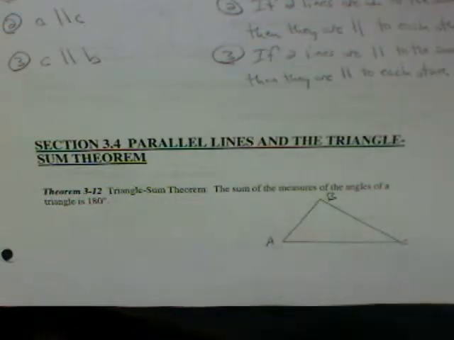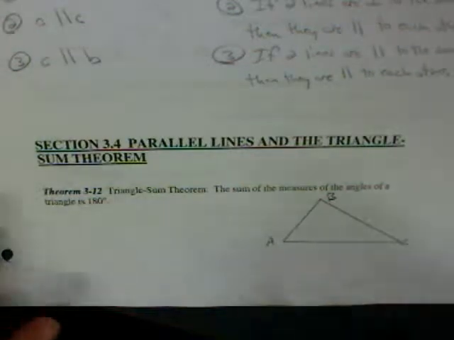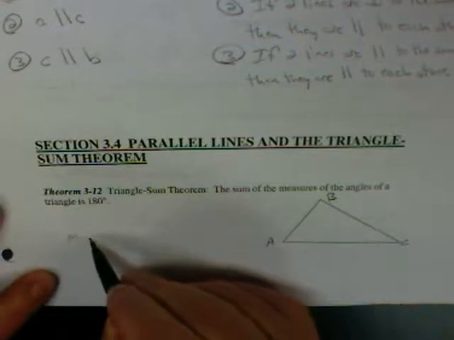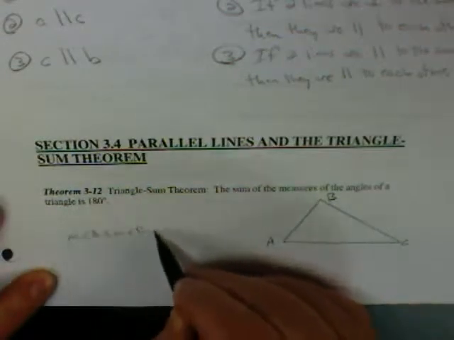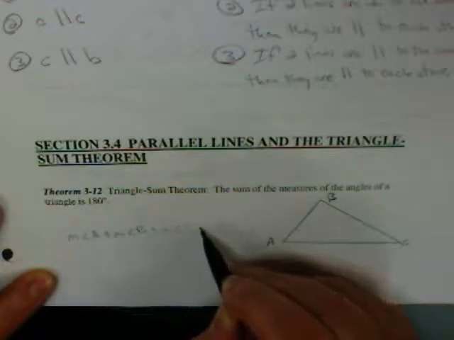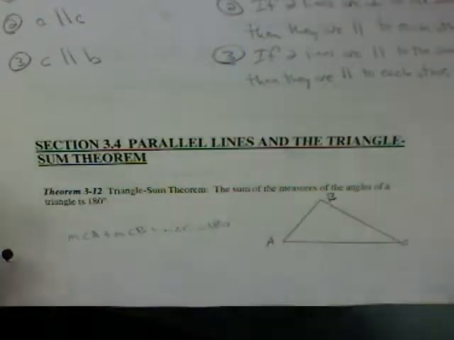This starts with an idea that you guys have known for years, that the sum of the measures of a triangle is 180 degrees. So we look at our little picture here, and you can say that the measure of angle A plus the measure of angle B plus the measure of angle C has to be 180. And we're going to use that idea in several different ways in this section.